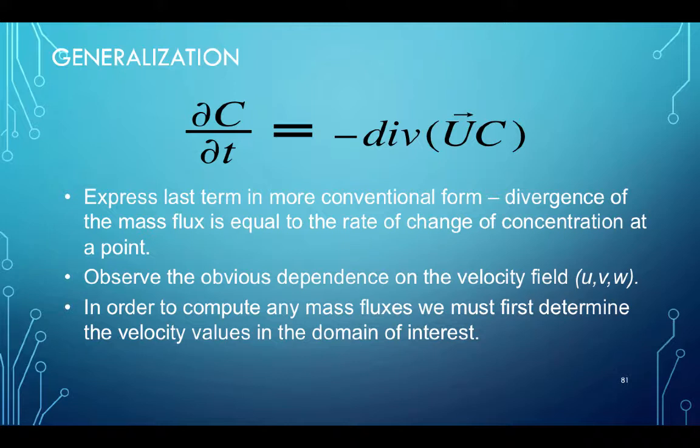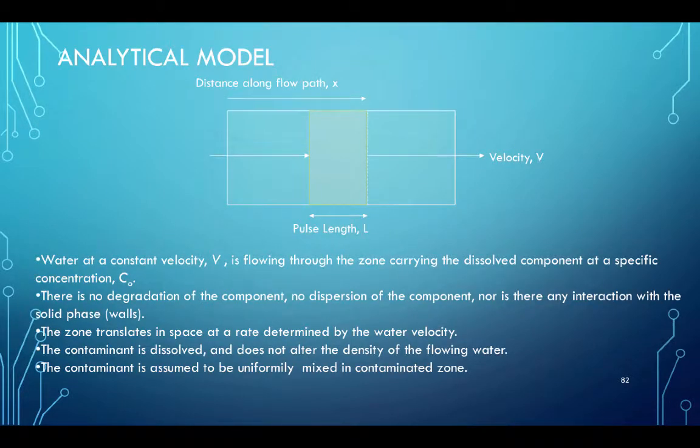Another way of writing it is shown here. The divergence of the mass flux is equal to the rate of change in concentration at the point. There's an obvious dependency on the velocity field, and to compute any mass fluxes we first have to have the velocity values.